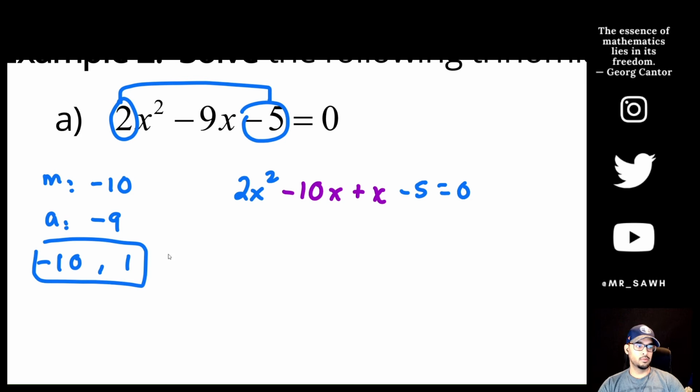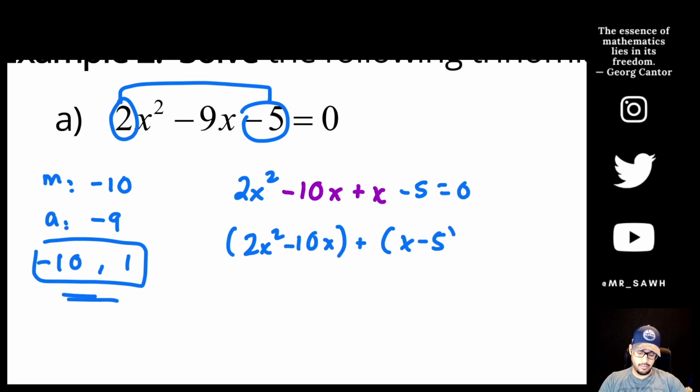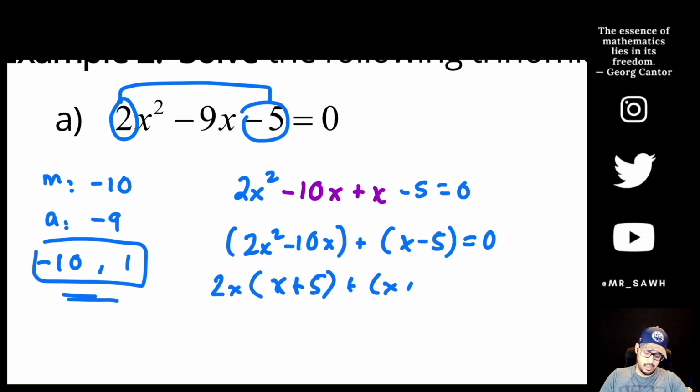And the reason why I know it's a negative 10x and a positive 1x is because of the numbers that we found before, right? That's how we split them up. And once we do that, we group them into two groups of 2. So 2x squared minus 10x plus x minus 5. And again, in the first set of brackets, there's a 2x that's common. So I'm left with x plus 5 inside.